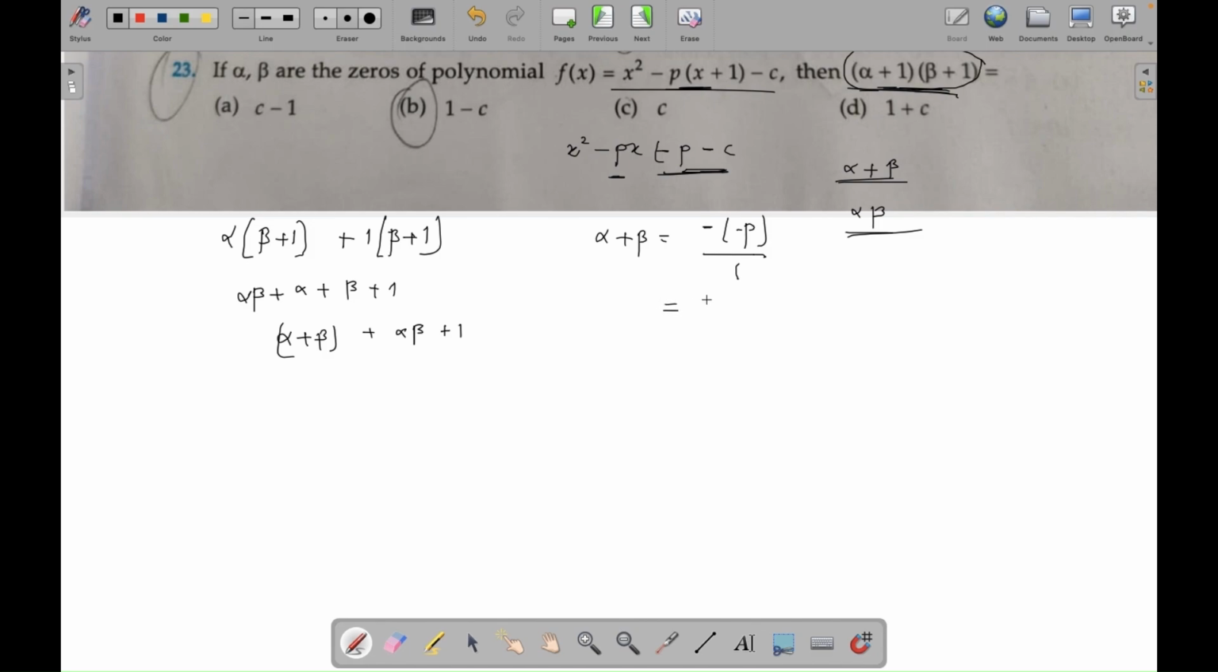So alpha plus beta is p, and alpha beta is c upon a, which will be equal to minus p minus c upon 1, which is equal to minus p minus c. So if you write the value of alpha plus beta, alpha plus beta is p and alpha beta is minus p minus c, and then plus 1. So p and p get cancelled. We are left with 1 minus c. Okay, any doubt?